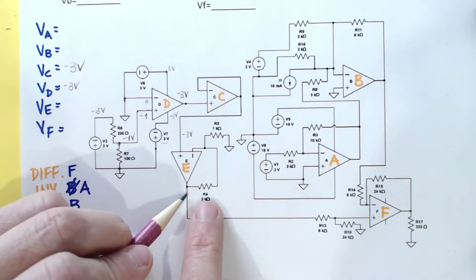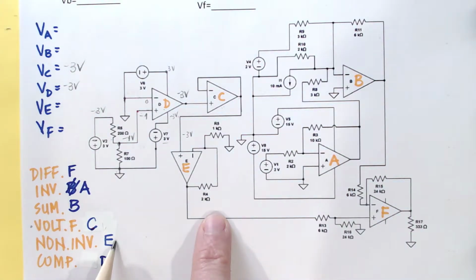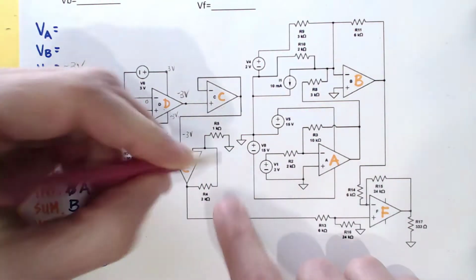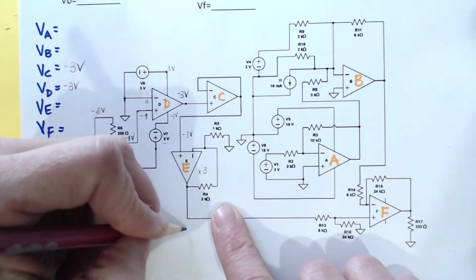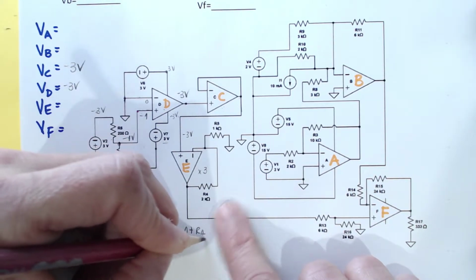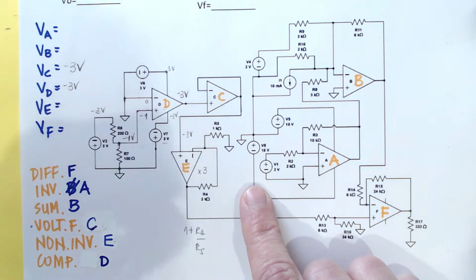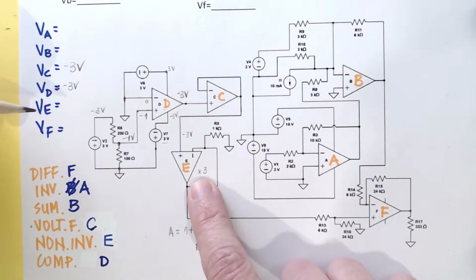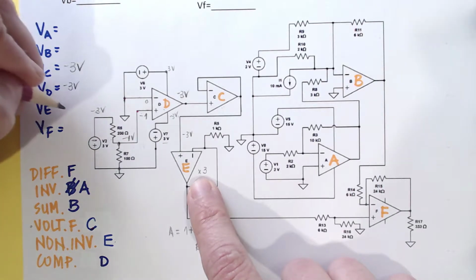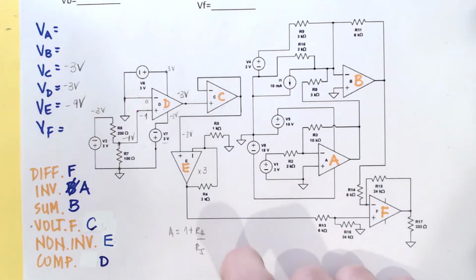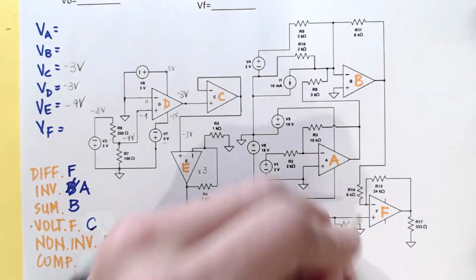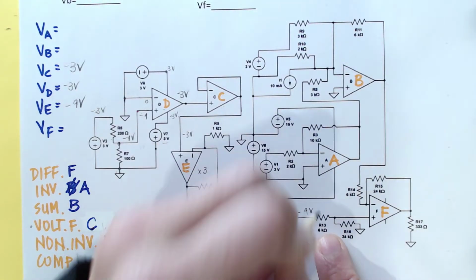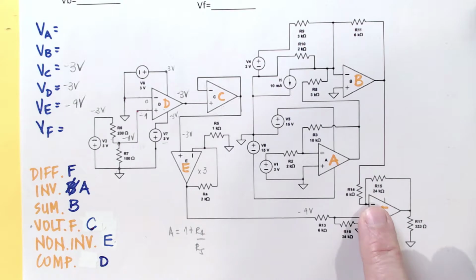And this is a non-inverting amplifier. This multiplies by 3 because 1 plus R4 over R5 is the gain of E. So it multiplies by 3, therefore I'm going to have minus 9 on the output of E. So this will be minus 9 volts, but I still can't figure out VF.